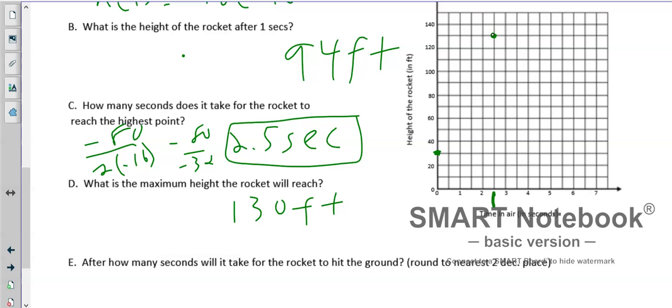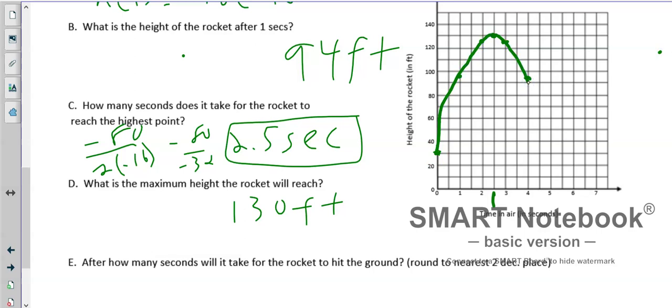Now, at 2 seconds, it was at 126. So pretty close to that. And at 3 seconds, it's at 126. At 1 second, it's at 94 feet. We already found that. So at 1 second, 80, 90, about halfway. And at 4 seconds, it's also at 94 feet. So about the same there. So we can see what it's doing. Well, that's a horrible one.